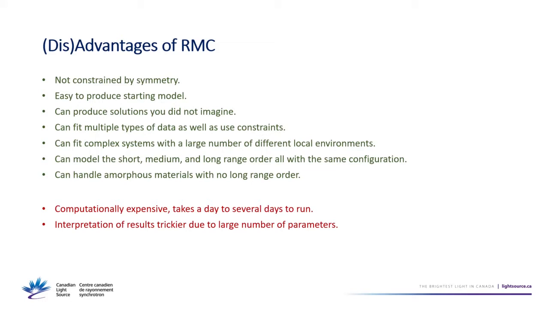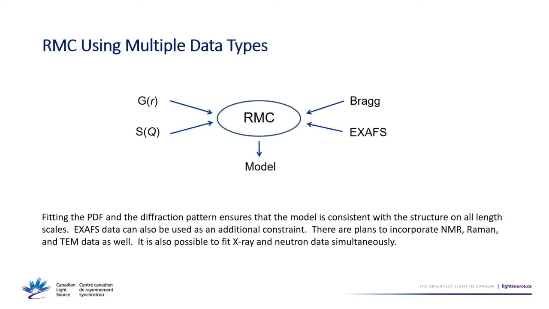Often you're going to run it for several days, and the interpretation is a little trickier because you end up with something like 60,000 atomic coordinates that you have to try to make sense out of. But there's ways to do that.